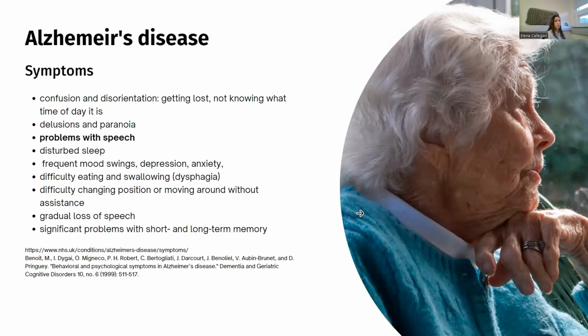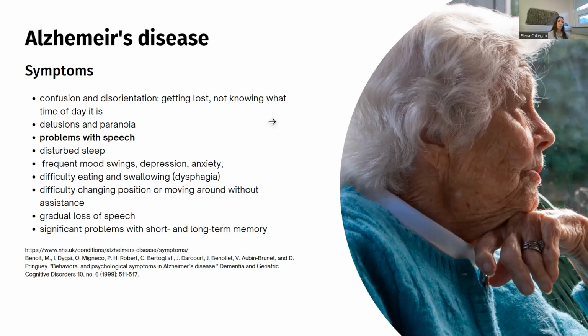What are the symptoms of Alzheimer's disease? So it's not just about being forgetful, and it's not just about forgetting some words. It's much, much worse, sadly. An individual with Alzheimer's disease is going to experience confusion and disorientation. So they're often going to get lost. They're going to forget what they were doing. They're going to forget what time of the day it is. They're going to be experiencing delusions and paranoia. One very key thing for us is that they're going to be experiencing issues with their language production.